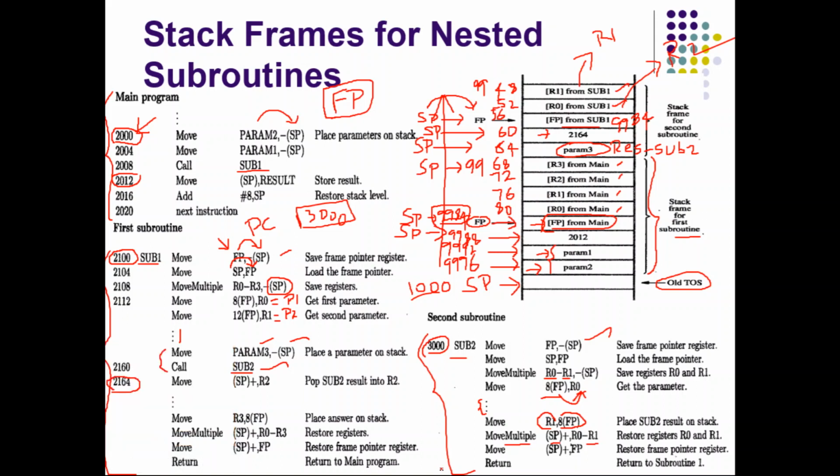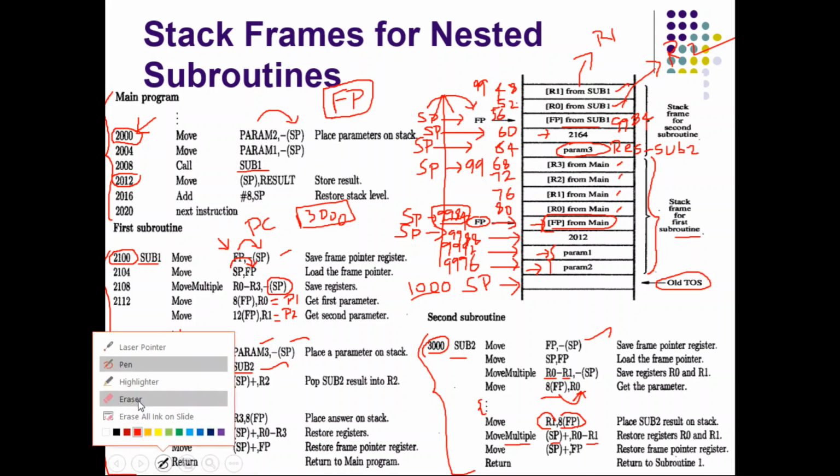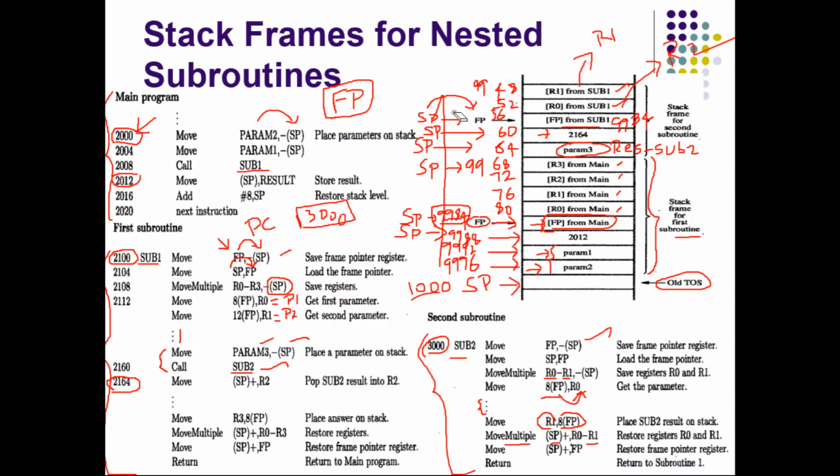Sorry, SP is incremented two times. When you come down, the address will increase. Originally SP is pointing to 48. After moving this content to R0, SP will become 52. After moving this content to R1, SP will become 56, I mean 9956. So this is how things are working.